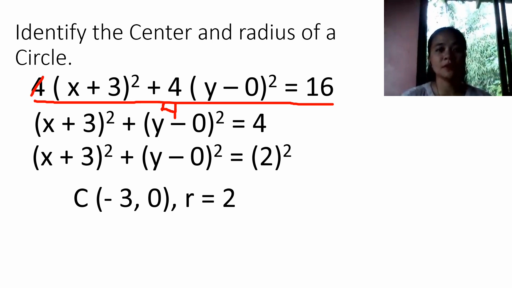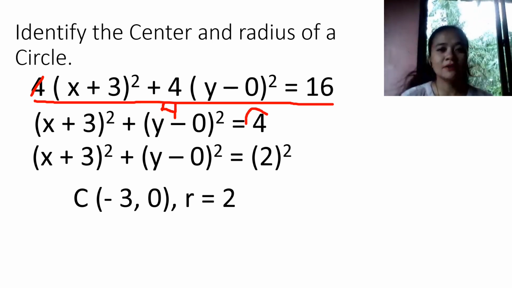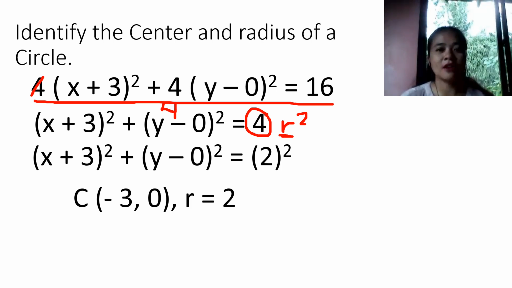So 4 times the quantity x plus 3 squared divided by 4 is x plus 3 squared, plus 4 times the quantity y minus 0 squared divided by 4 is y minus 0, the quantity squared. 16 divided by 4 is equal to 4. After that, it is already written in the vertex form of a circle, but the value of 4 is still written as r squared. And we need to identify what is the value of r.